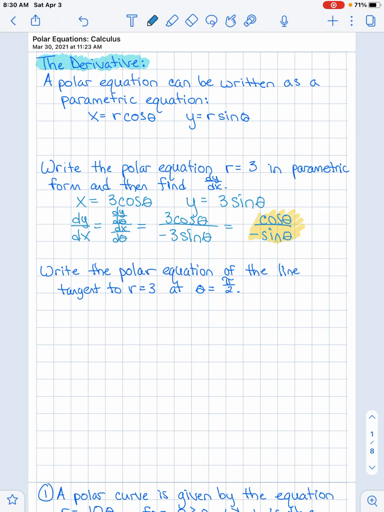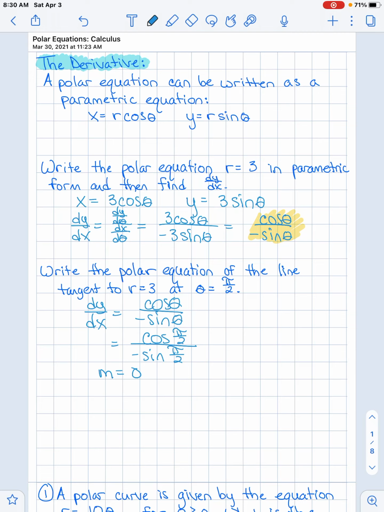Oops, I'm still in highlighter mode. dy over dx is cosine of theta over negative sine theta. So this will be the slope of the equation. I know in this case that theta is pi over 2, so the cosine of pi over 2 over the negative sine of pi over 2. Well, this one's kind of not super interesting because the cosine of pi over 2 is 0. 0 divided by negative 1 would still be 0. So I know that the slope of this line is going to be 0. It's a horizontal tangent line.